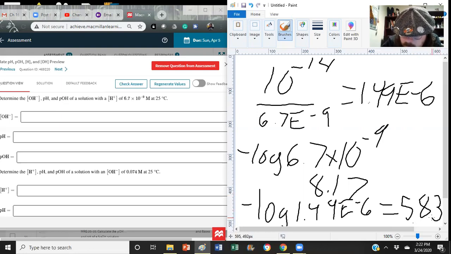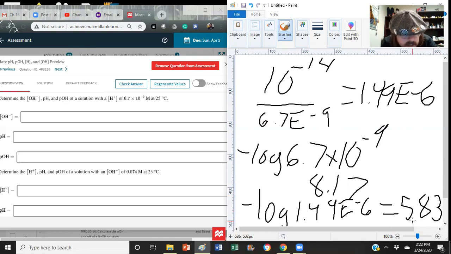Now please note, if I add 5.83 to 8.17, they should add up to 14. And indeed they do, because of those magic relationships I just talked about.